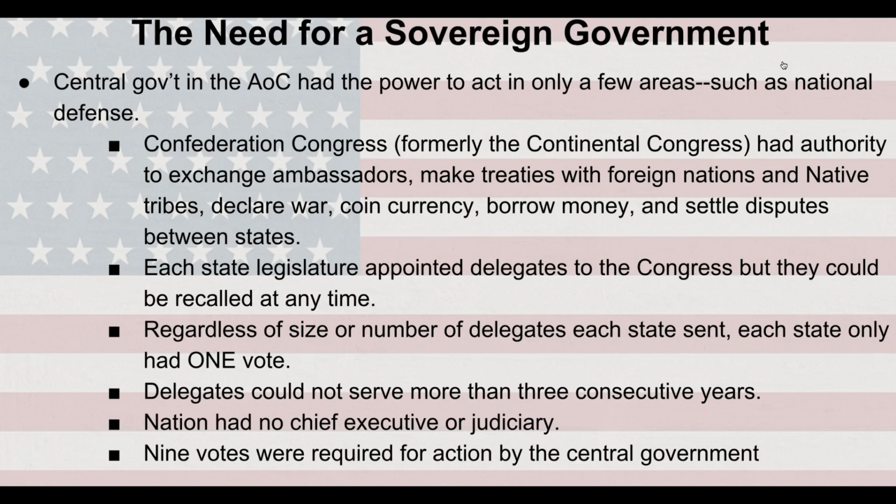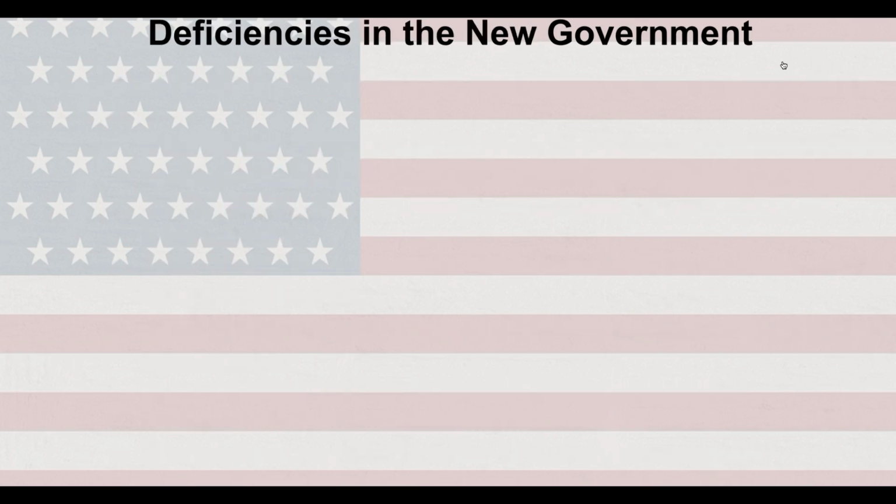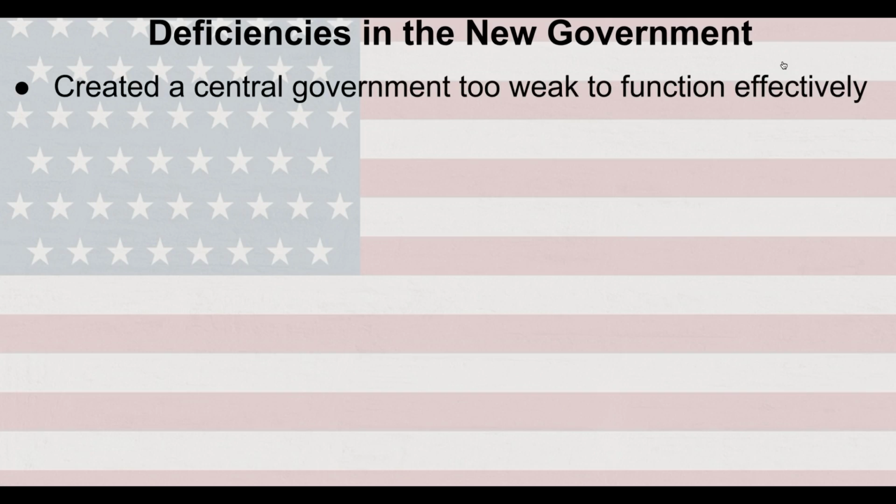government could act. And then if you wanted to change any provision within the Articles of Confederation, it had to be done by unanimous approval of all 13 states. And it was very, very complicated to get all 13 states on the same page. And so this is going to lead to a number of deficiencies. It is going to create a central government way, way too weak to function effectively. The government is not going to have the ability to act in the interests of the people in the Americas. They did not have any power to tax.